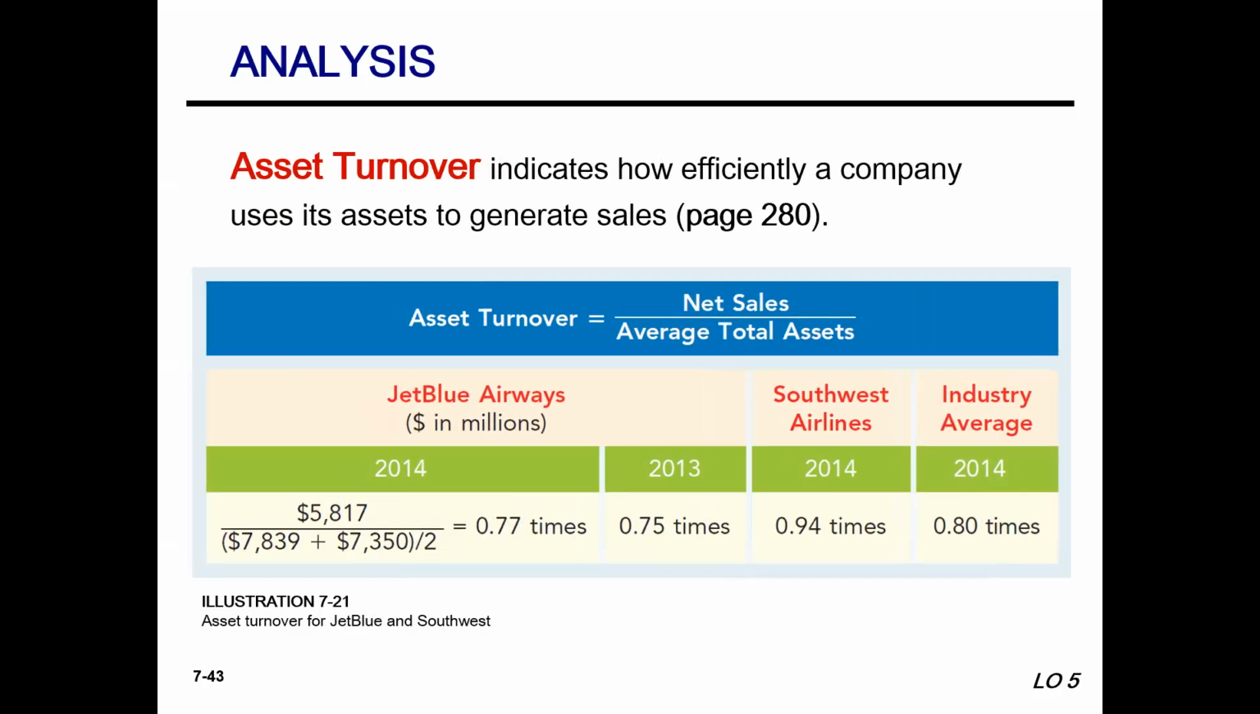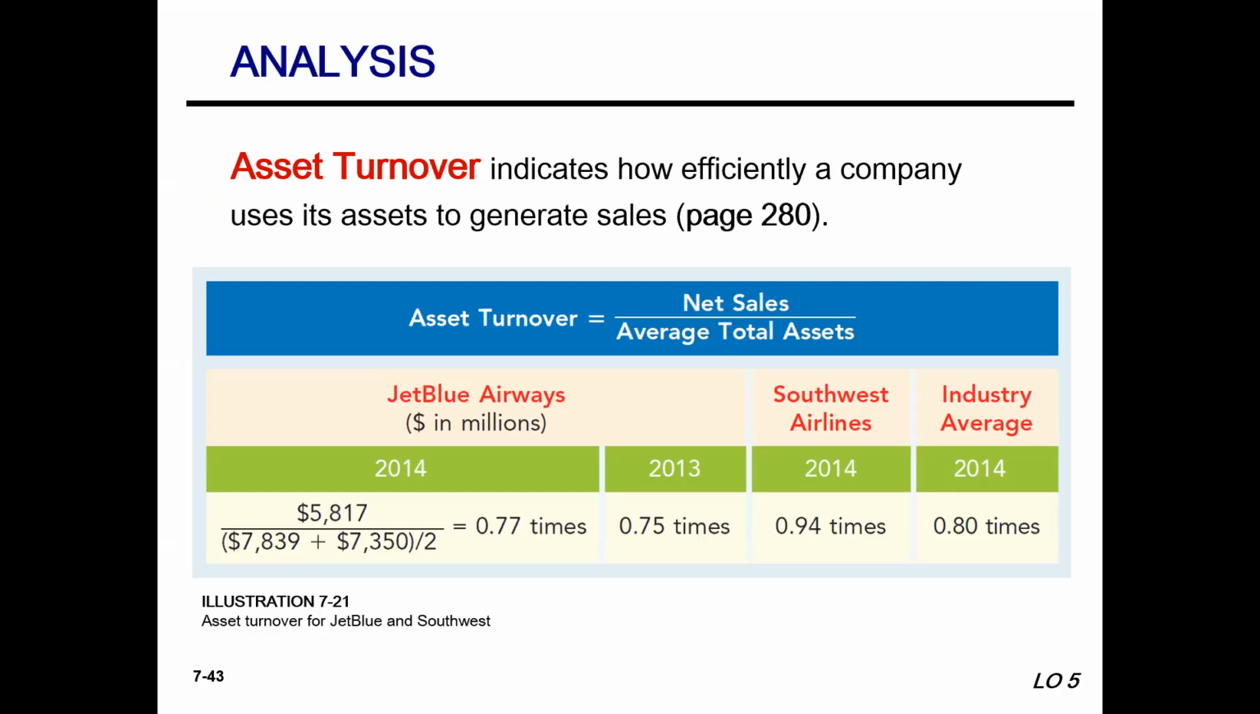Again, we can't focus just on one ratio to get a really good understanding of what's happening in the company. We really need to look at all of them together to tell the story. But these are very specific types of ratios to tell us how our assets are performing.